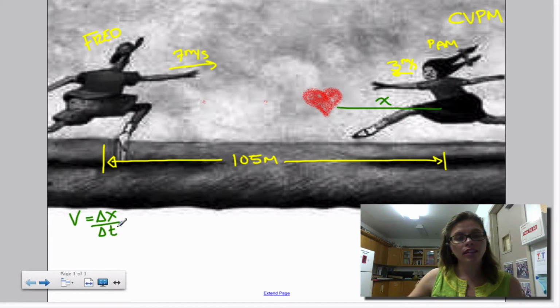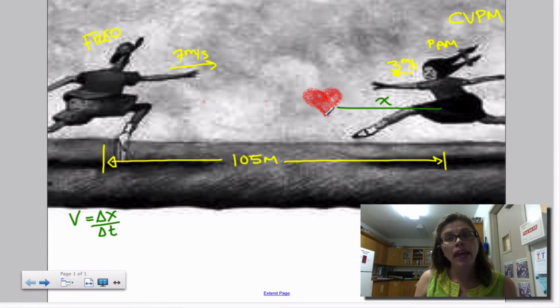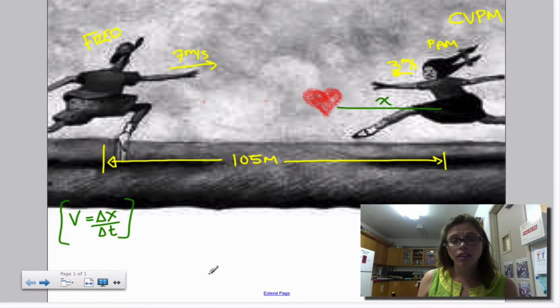All right, so let's look at this a little bit. They don't have the same velocities. Fred has a velocity of 7 meters per second and Pam has a velocity of 3 meters per second. They do not run the same distances. Obviously, Fred is going to run further than Pam. But they do have the same times. They start at the same time and they finish at the same time. So let's solve for change in time on one side of the equation and have everything else on the other side.